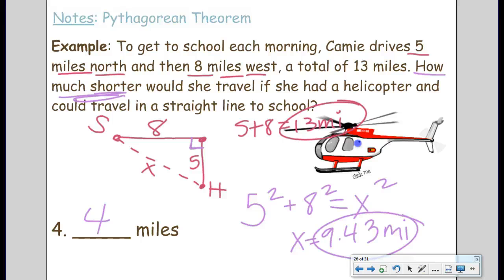Has anyone ever run 4 miles? Any long distance runners? No. Oh, guys, you need some more time.